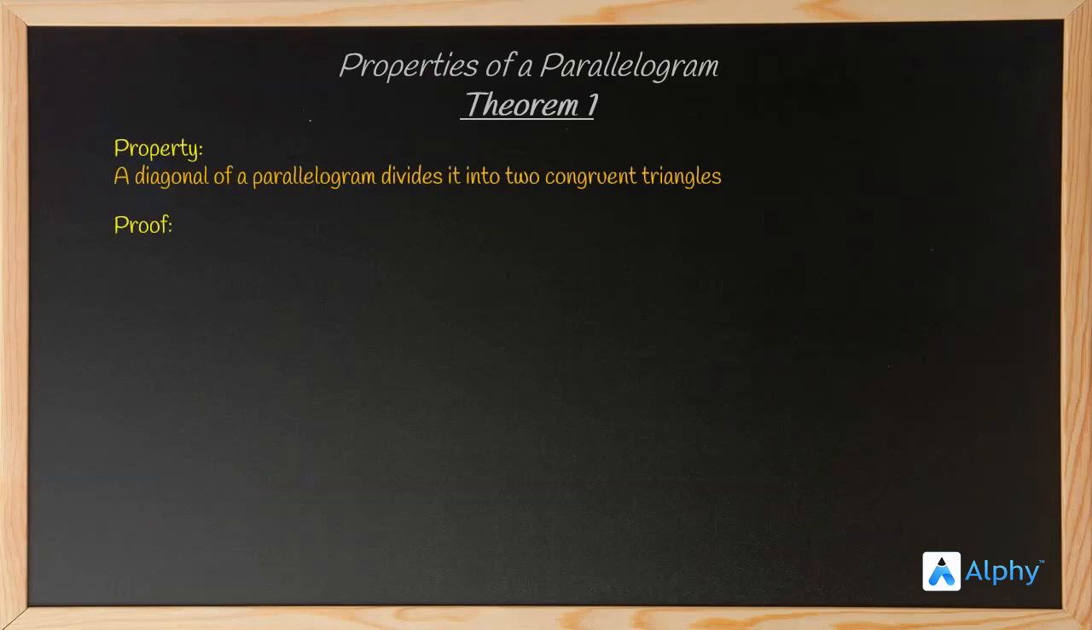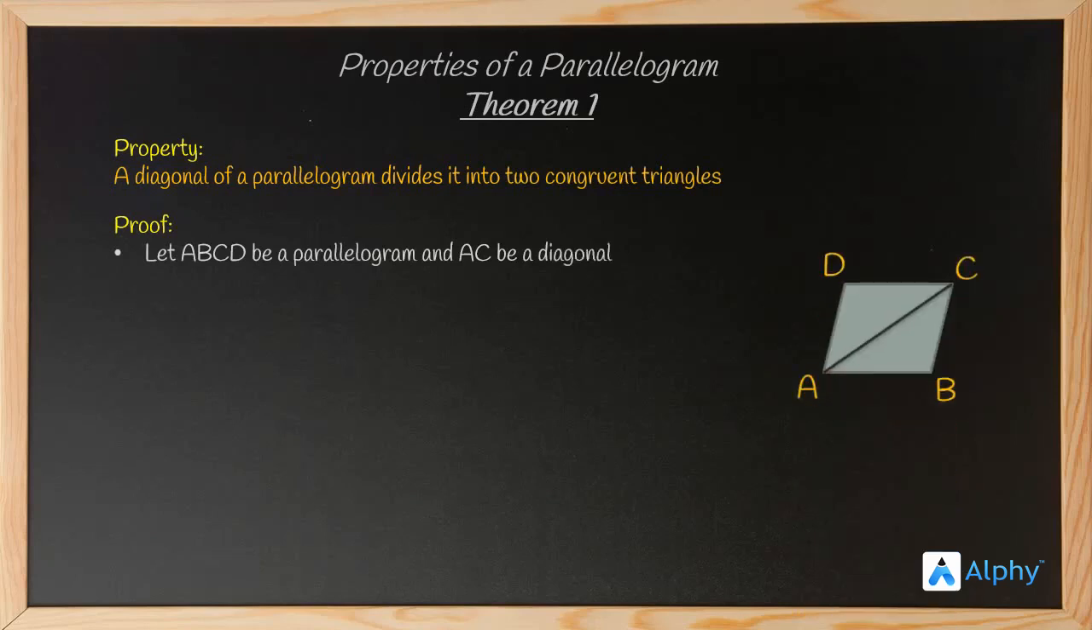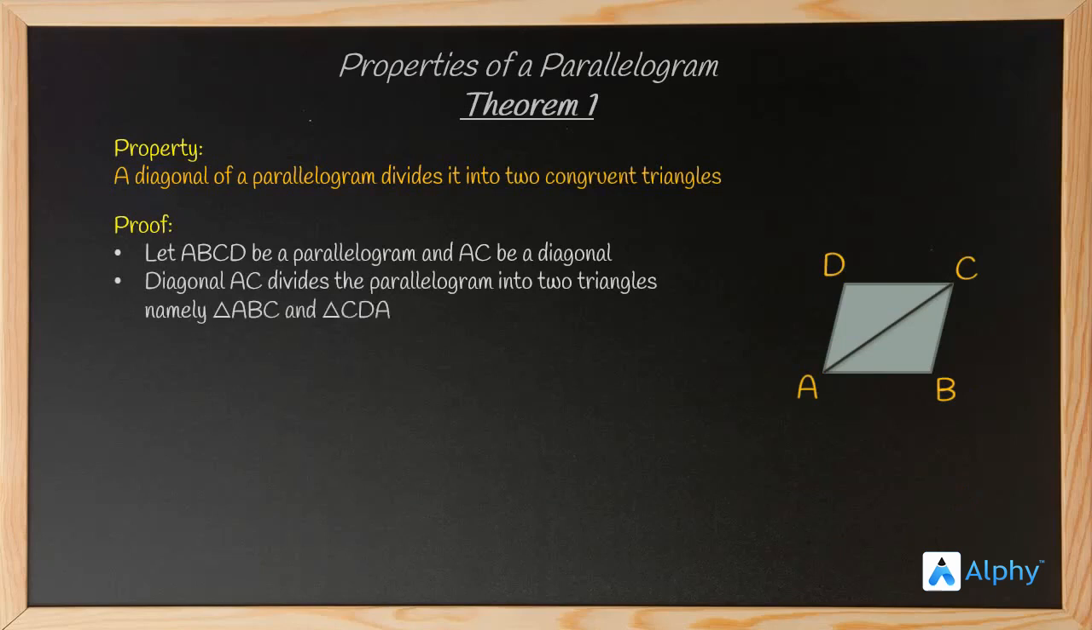We have already seen this property by doing an activity in the previous lecture. Let's prove it here mathematically. Now let ABCD be a parallelogram and AC be its diagonal. Let's get our parallelogram on the screen. Yes. In this parallelogram, the diagonal AC is dividing it into two triangles, namely ABC and CDA, right?